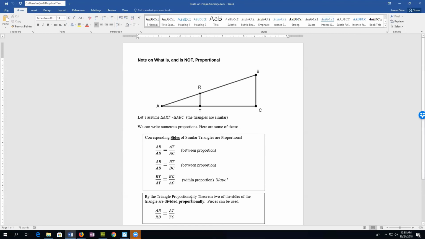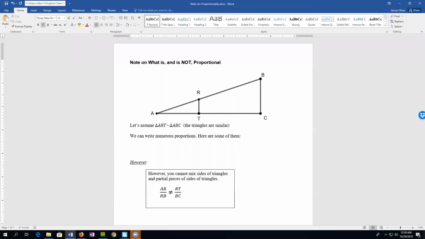Now for the caution. Now for our big caution. You cannot mix in your proportion sides of triangles and partial pieces of sides of triangles. AR over RB would be pieces. RT over BC are sides of triangles. These fractions are not equal. This is not a proportion.